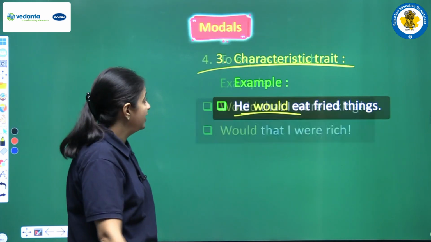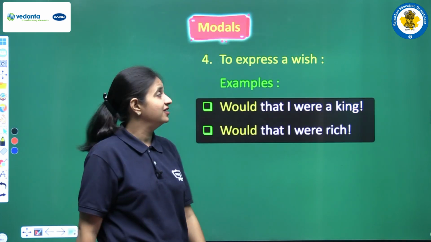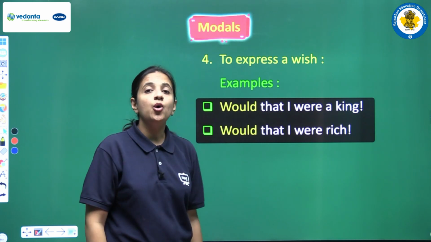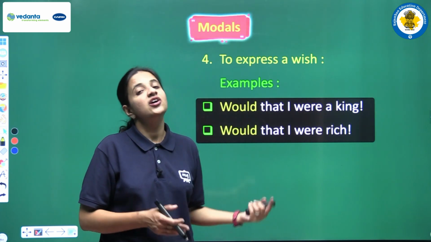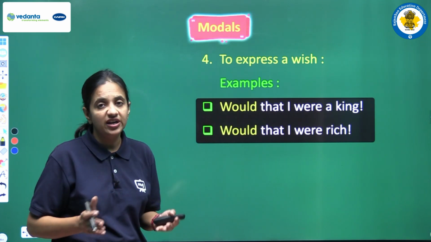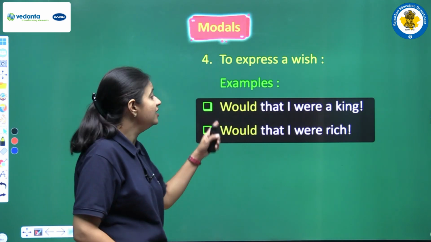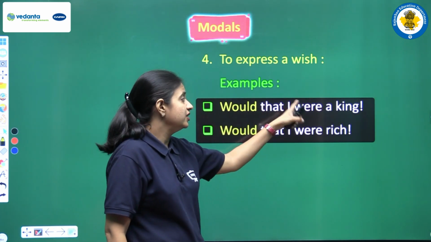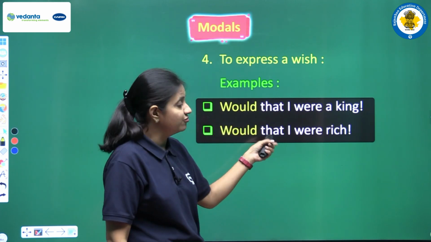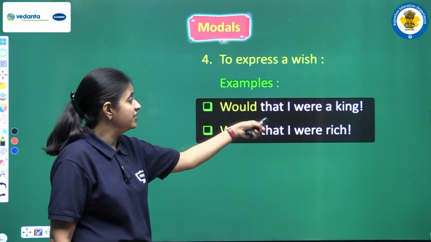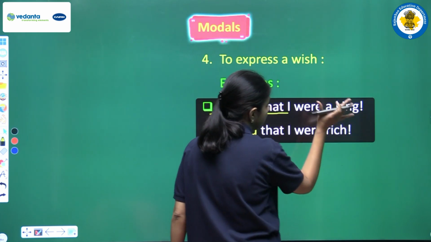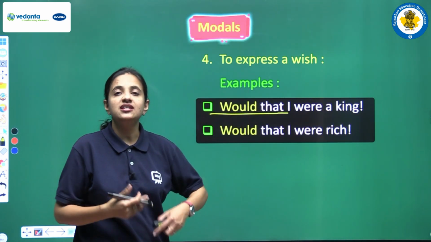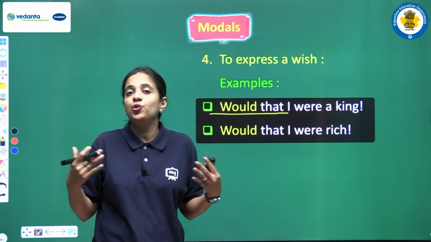Okay. Another use of would that we are having here is to express a wish. Okay, so it is also used in this manner when we want to express a wish. How? So let's see the example. Would that I were a king, would that I were rich. So here we are having a wish. Okay, we are saying that would that I were a king. So here we are expressing our wish that we just want to be a king.